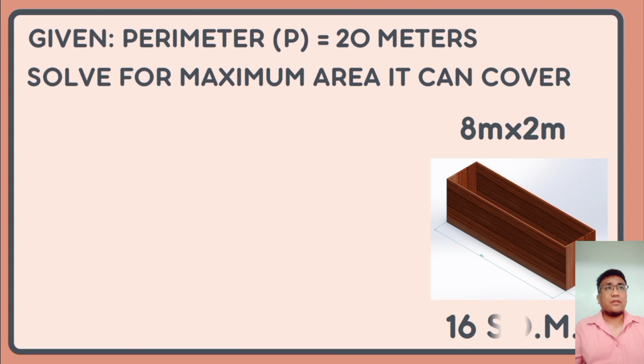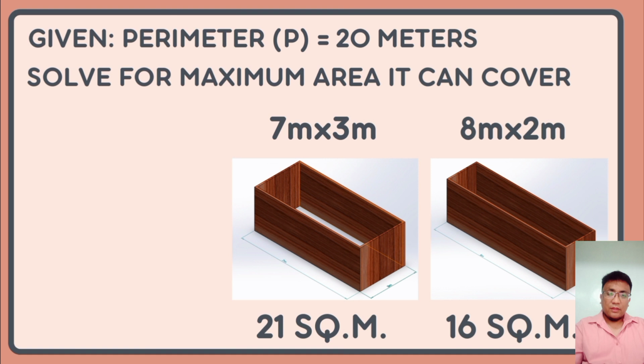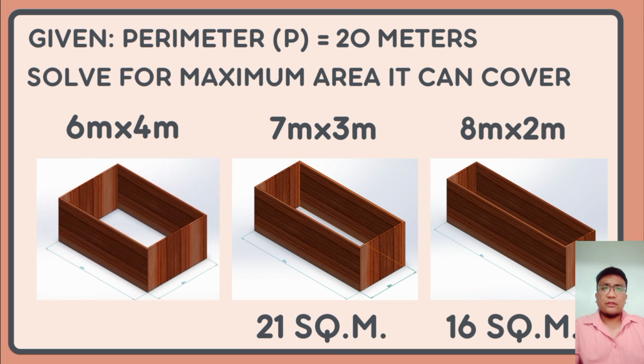We can also think of a perimeter fence which is 7 meters by 3 meters. It looks like this. But if we multiply, it will give us 21 square meters. But also we wonder if we extend the width to 6 meters by 4 meters, and it looks like this. The total area is 24 square meters.